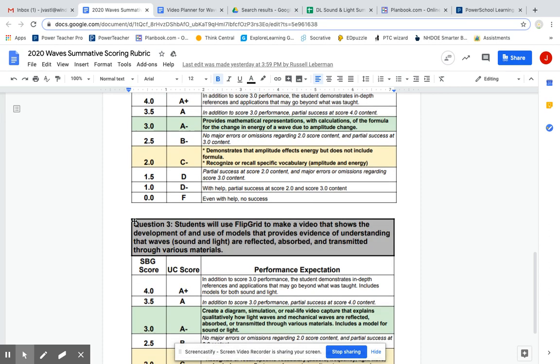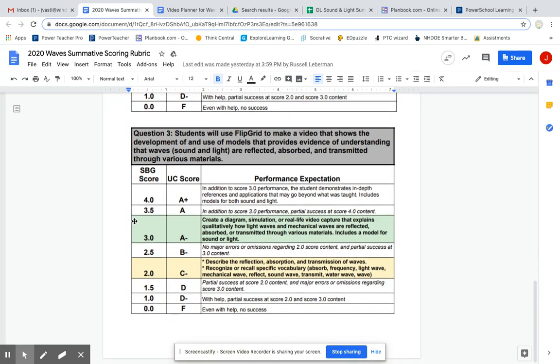Okay. And then question 3. This one is probably the biggest question, okay? So students will use Flipgrid to make a video that shows the development of and use of models that provide evidence of understanding of waves, so sound and light waves, that are reflected, absorbed, transmitted through materials. So the level 3 is you create a diagram, a simulation, a real life video, okay? So it can be anything like that.